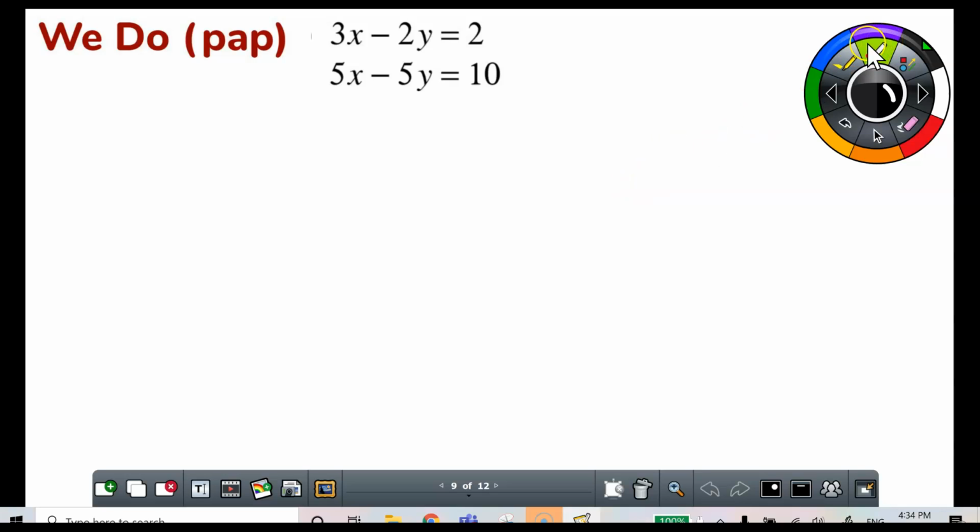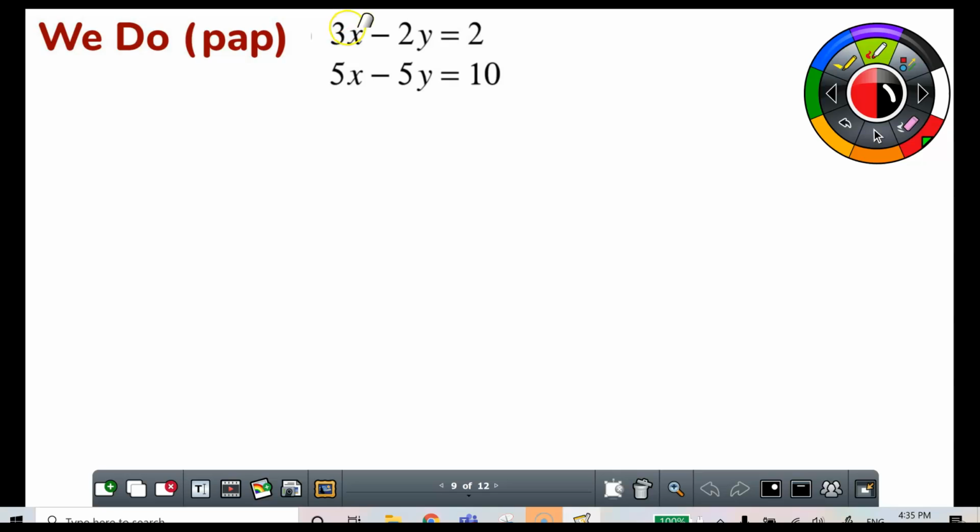Next one. Again, you don't have the same number in front of x or y, right? So you're going to create the same. So can you turn 3 into 5? No. Can you turn 2 into 5? No. So what are you going to do? You just need to pick one pair and then multiply both of the equations by the number in front of the other equation. It means what? Let's see it.